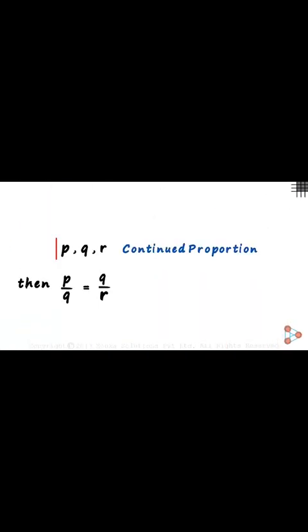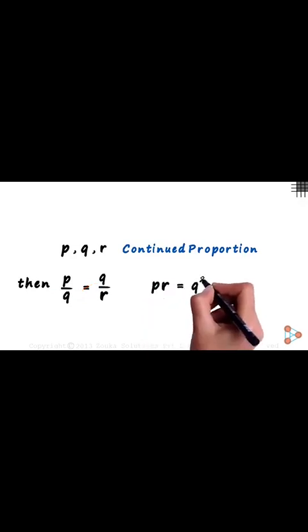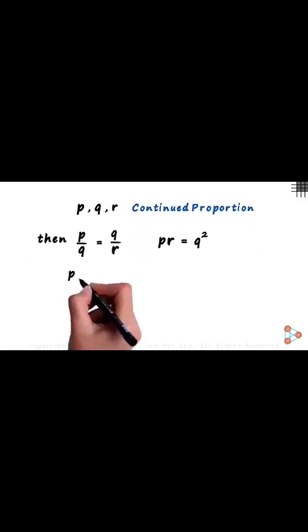We saw that if P, Q and R are in continued proportion, then P by Q is equal to Q by R. The product of the extremes is always equal to the mean proportional squared. Here, P times R will equal Q squared. Now here's an interesting question. Can four terms P, Q, R and S be in continued proportion? So see now.